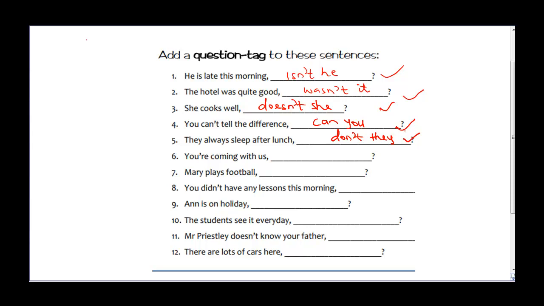Okay. So the next one says, you are coming with us. You are coming with us. Won't you? Seven. Mary plays football. Mary plays football. Doesn't she? Negative tag. Doesn't she?